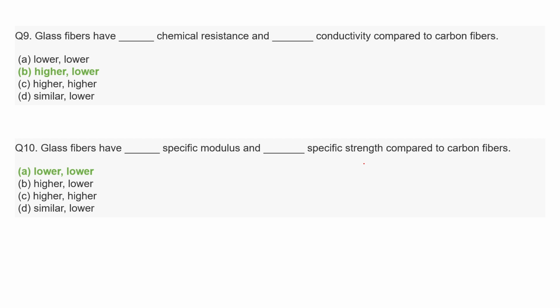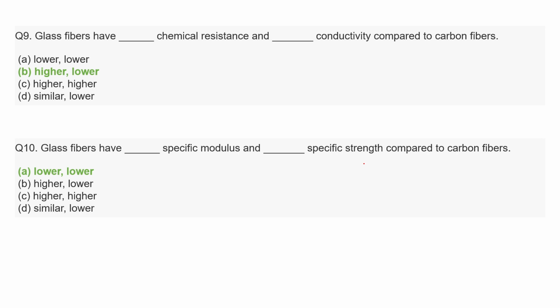Whenever we are trying to form a composite, the first thing we have to decide on is the reinforcement, because that is the load bearing component. According to the application, how much mechanical strength and mechanical properties are required, we will choose what type of reinforcement to use. And the most common reinforcements are glass, carbon and aramid.